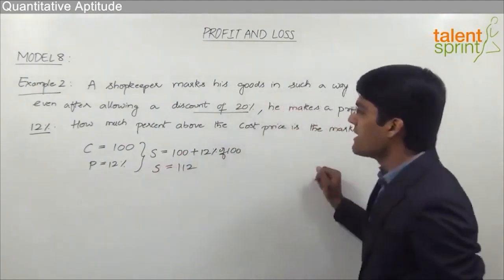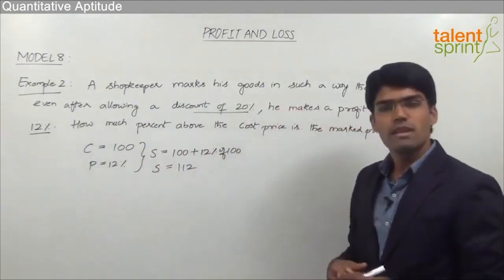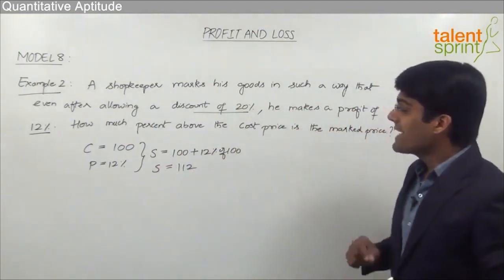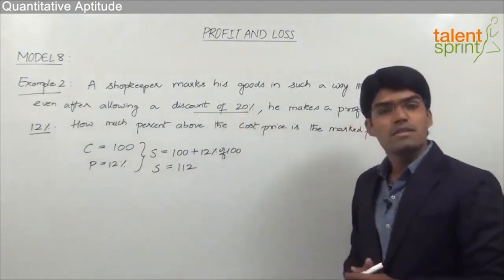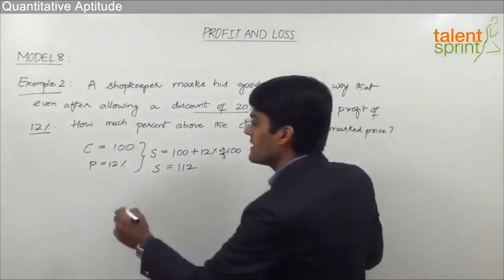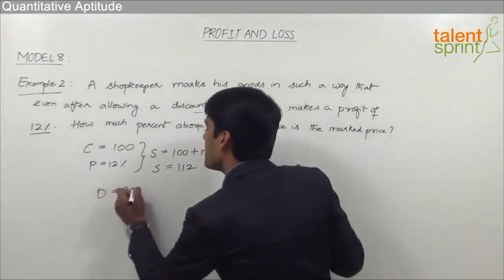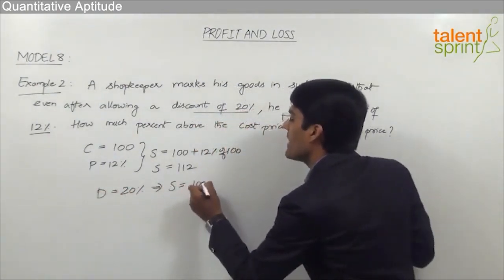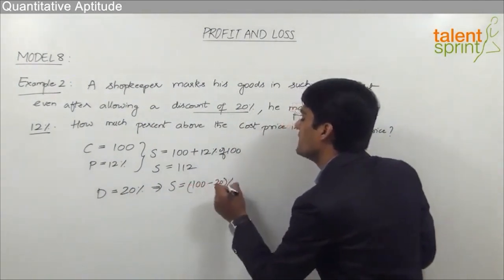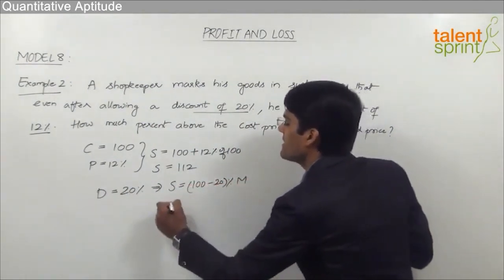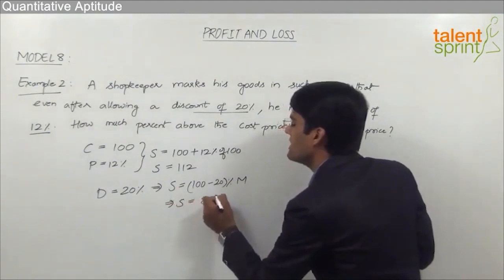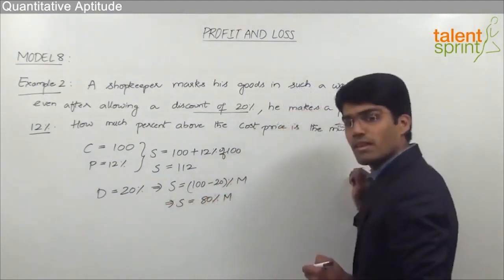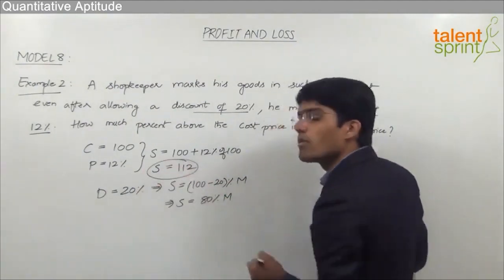So the selling price when there is a profit of 12% should be 112. But at the same time, we also know that there was a discount of 20%. If the discount is 20%, we can understand that selling price should be 100 minus 20% of the marked price. That is nothing but the selling price here should be equal to 80% of marked price.